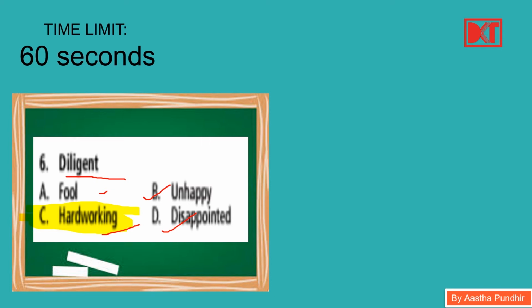The other words, like fool, fool is usually referred to a person who shows a sort of idiocy, shows stupidity, right? Unhappy, the state of not being happy. Unhappy and disappointed could be synonyms of each other. Disappointed, when you're not happy with something, again. Yeah. All right.